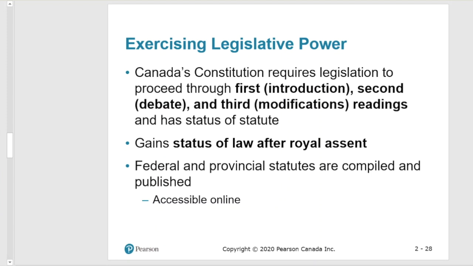So when the royal assent takes place, it becomes law. It becomes valid law in Canada. The act will have its full force, its full effect in Canada. Or in the province, if we're talking about a provincial act. An example of a provincial act would be the Insurance Act here in BC, or the Employment Act. Those are read, debated, and then approved by the provincial legislature, not the federal parliament.